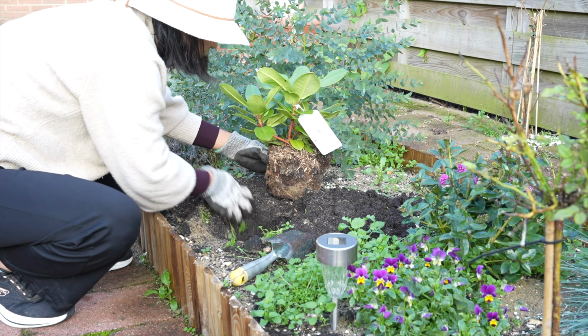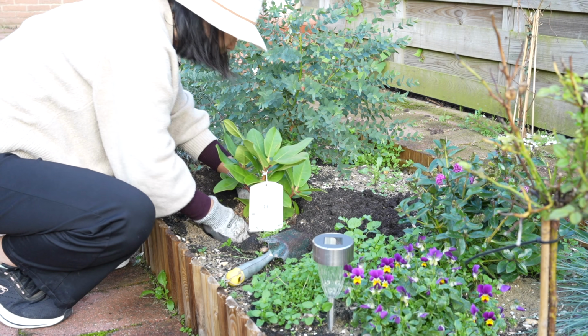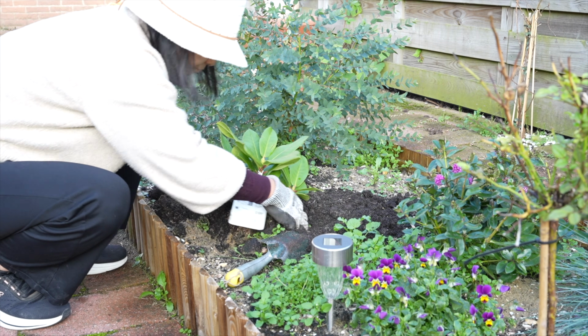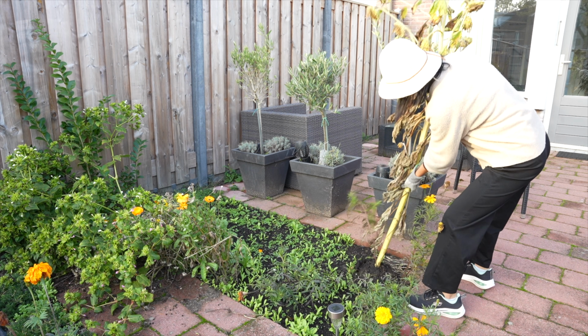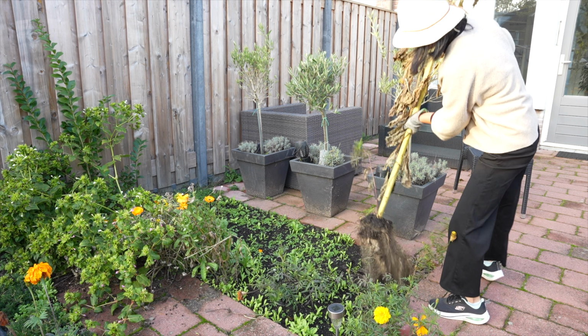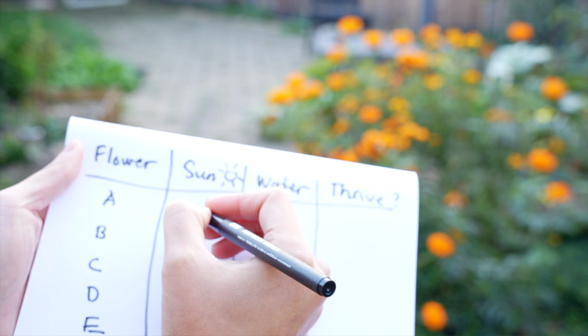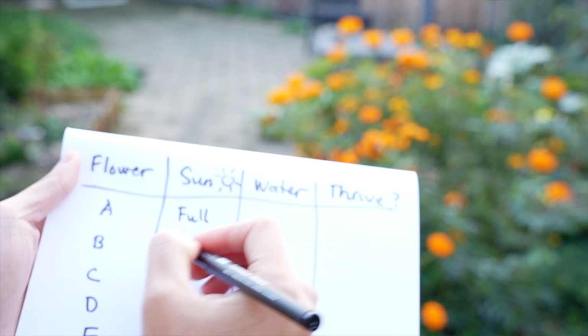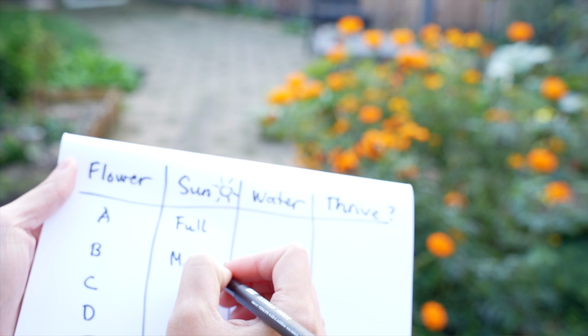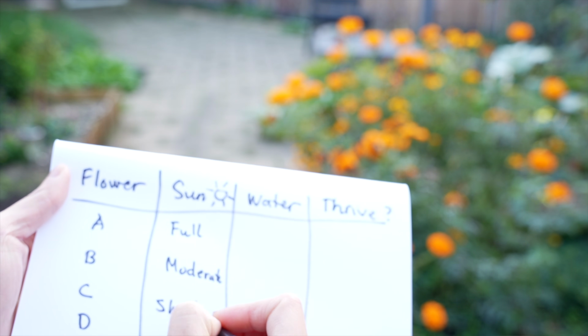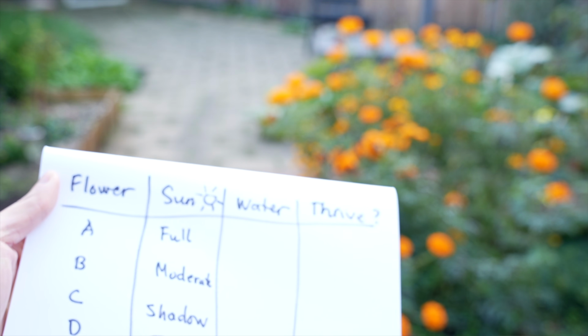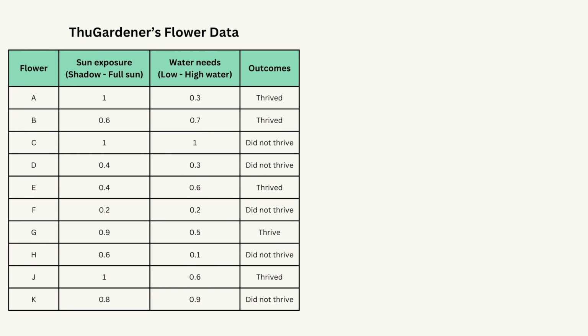To make this more concrete for you, let's have a look at an example. Let me introduce you to my friend Tu Gardener. She loves growing different types of flowers in her garden. Tu Gardener has noticed that some flowers thrive in her garden while others don't, and she wants to use machine learning to help predict which flowers will do well. She has been keeping track of the sun exposure and water needs for the flowers in her garden, and she has also recorded whether each flower thrived or not. Here's the data she collected.